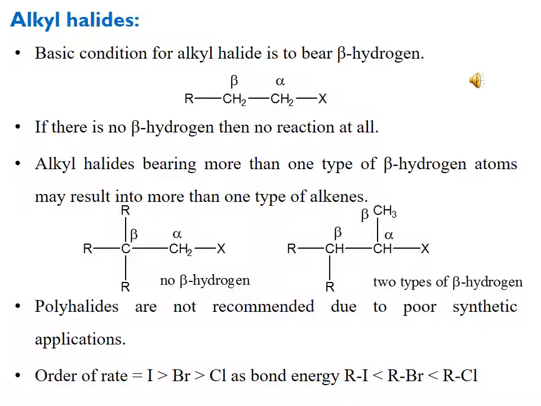Last point in this regard: we can discuss the order of the rate of reaction for the different halogens. Alkyl iodides are more active than alkyl bromides and then chlorides, and this can be explained through the bond energy of these carbon-halogen bonds. The carbon-iodine bond has less bond energy compared to the carbon-bromine bond, which has less compared to the carbon-chlorine bond. As the carbon-iodine bond has less bond energy, it will break easily and take part in the reaction much faster, so the rate of reaction will be fast for alkyl iodide compared to bromide or chlorides.